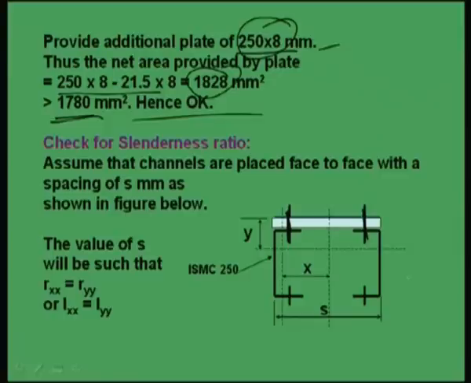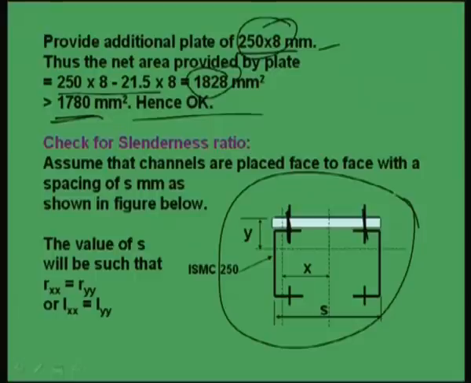But again, we have to check the slenderness ratio, right. So, for checking the slenderness ratio, what we have to do? We have to place it in this way, okay. Then we will find out rxx or ryy. Now, channel sections have to be placed in such a way that rxx will become ryy for maximum efficiency, means if rxx and ryy become the same, then this will be the optimum orientation. That means rxx equal to ryy means Ixx has to become Iyy, right.